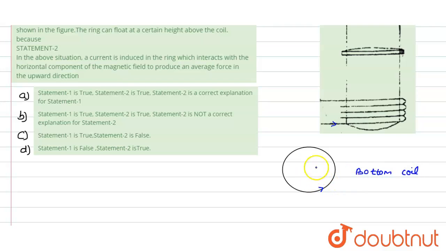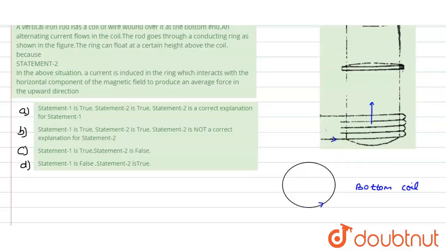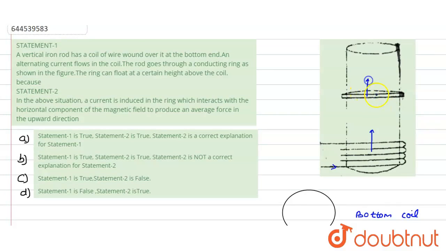Since it is an alternating current, the value of the current would be changing. Due to the change in the value of the current, a changing magnetic field would be developed. If we view from the top, the current is flowing in the counterclockwise direction. What would be the direction of the magnetic field? From the right hand thumb rule, we can say that the magnetic field would be going in the upward direction. That means in the conducting ring it would be passing like this.